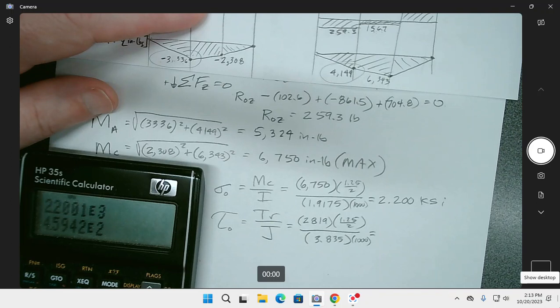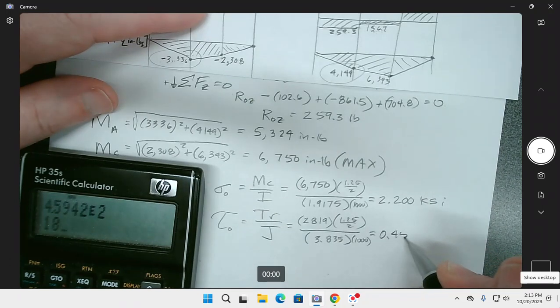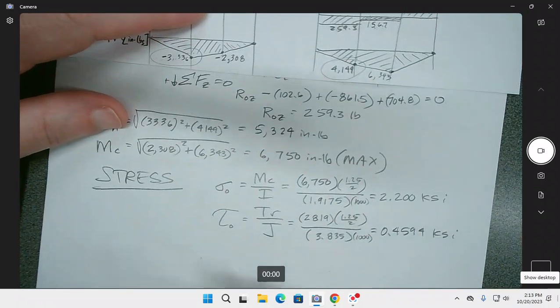Oh wow, this was really small. Did you say 0.459? I think so, yeah. That's the small population there, at 1.459. Huh, that's kind of boring. So let's see, stress concentration.